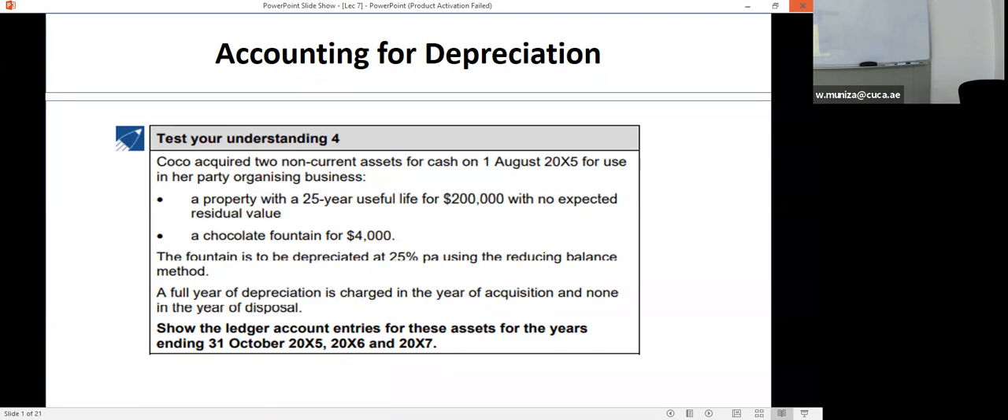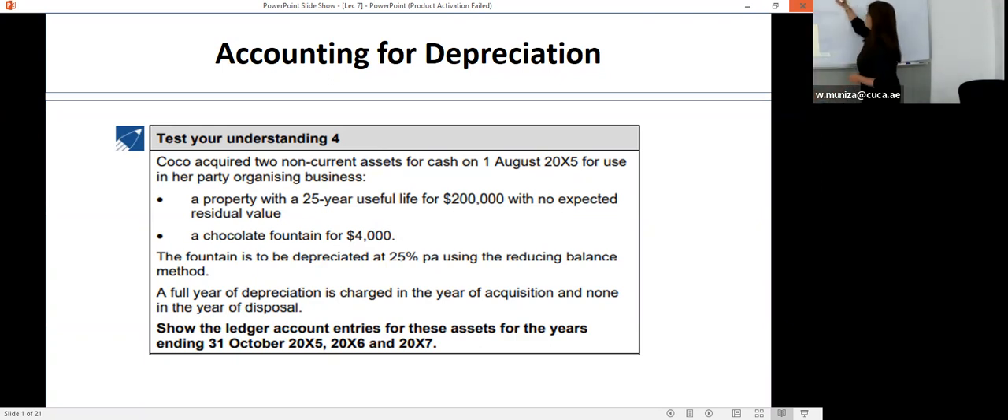In this case, the straight line method has been used. Am I right? In the case of property, the same amount of depreciation is going to be written, $8,000. Same accounting entry in this case as well. What is that? Debit depreciation expense account, credit accumulated depreciation account. In this case, the reducing balance method has been used. It means that a reduced amount of depreciation is going to be charged.